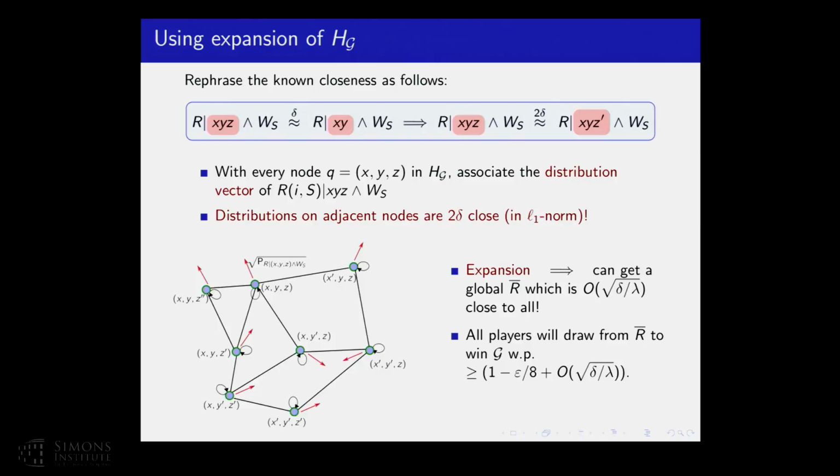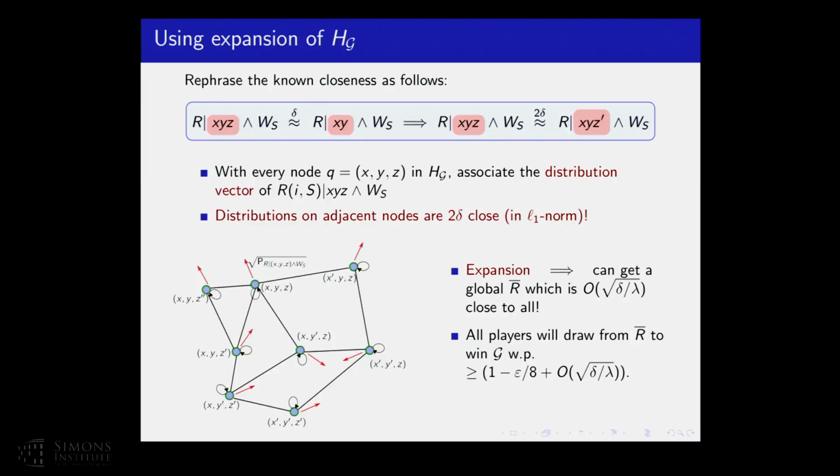Notice that this closeness basically says that adjacent vectors are 2 delta close, and hence expansion will give us that there is a global distribution that all of them are close to, off by a factor of lambda. Of course, this was L1 norm. In the expander sense, we need to work in L2 norm, so we lose a square root factor, but that's about it. So basically what this states as of now is that we have one global distribution which is delta over lambda close to all of these distributions.